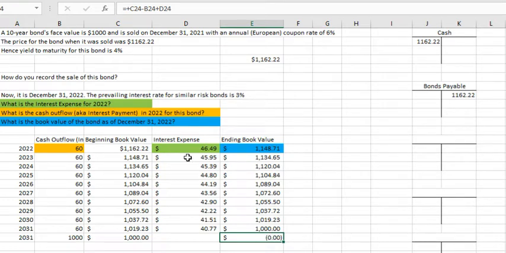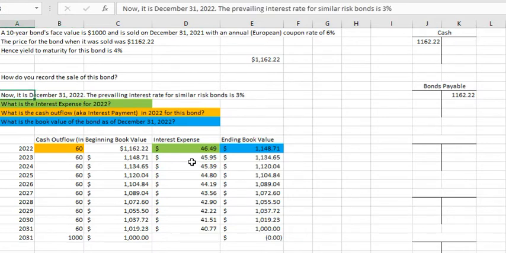So what you are seeing here is practically the interest expense is probably the most important one, where you take the beginning book value of a bond and multiply it by yield to maturity. Now let's take a look at the different questions that we have.